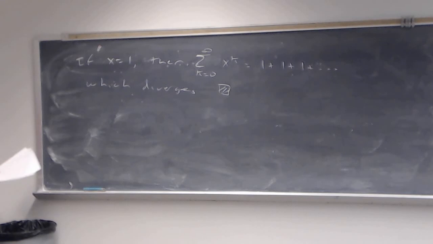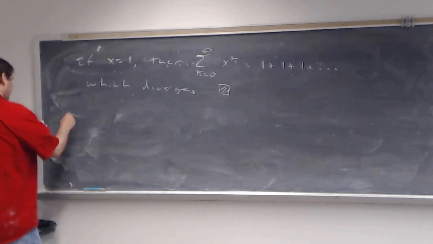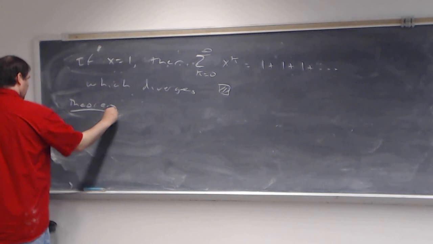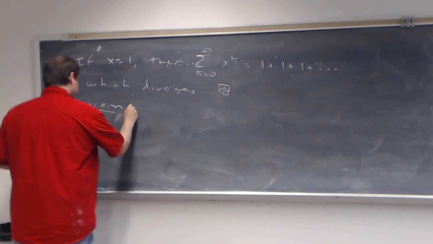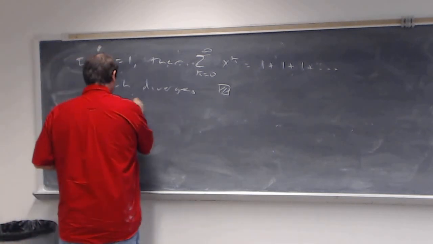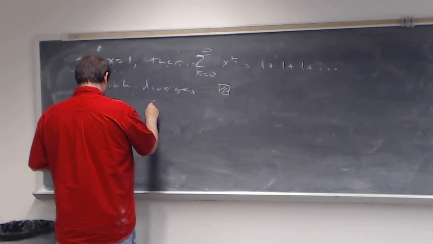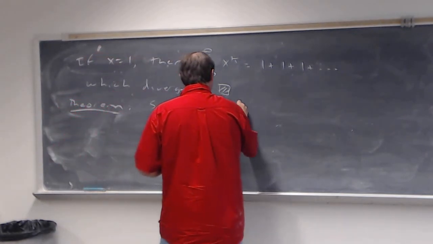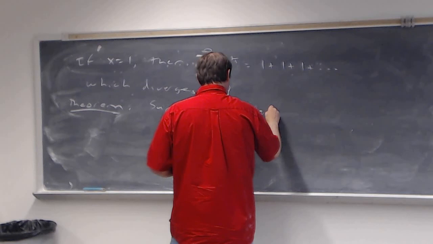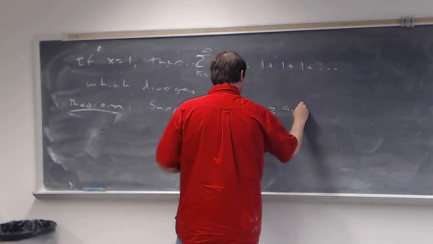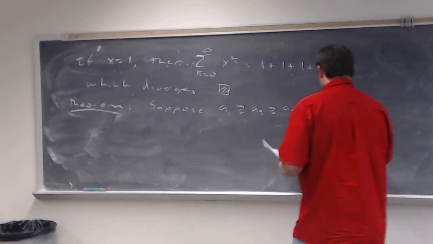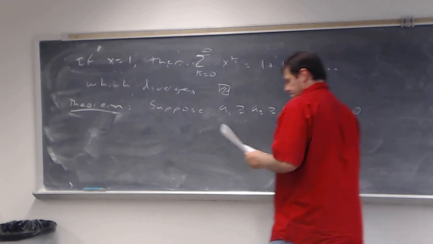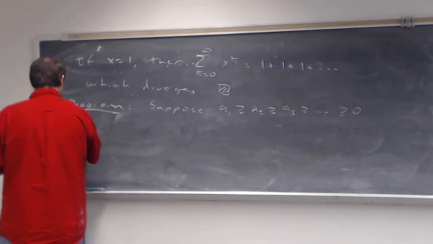Okay, the next thing I want to write down is the theorem due to Cauchy, and we're going to use this theorem a little later on. It's a strangely thought of statement, but here's what it says. Suppose a sub 1 is greater than or equal to a sub 2 is greater than or equal to a sub 3, which is greater than or equal to, and so on. We keep getting lower and lower, but all the terms of the sequence are greater than or equal to 0.